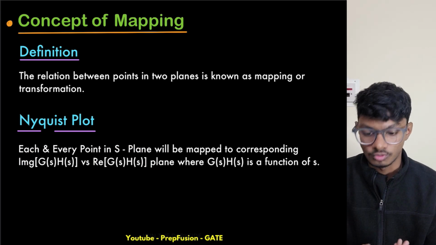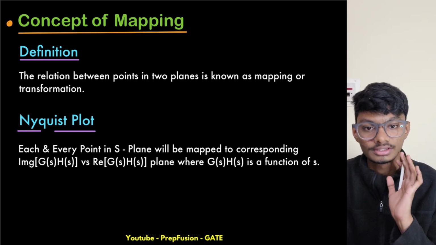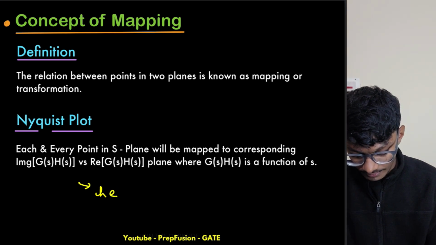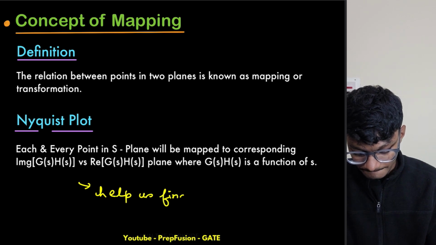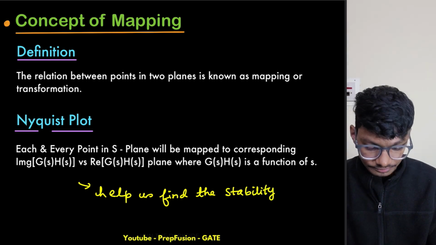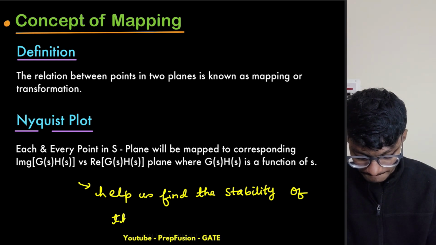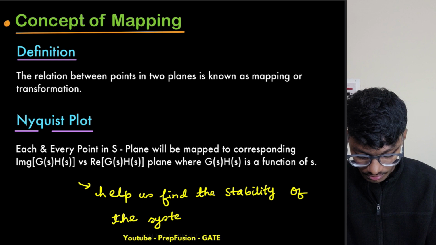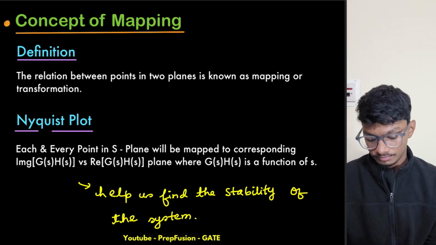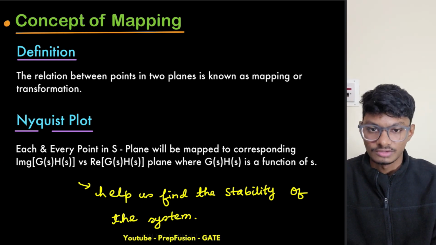So why is this important? Again, what is our main target with the frequency response? Our main target is to find the stability basically. If we map this, this will help us find the stability of the system. That is our main aim, to find the stability. We will obviously go more in depth into this, but I'm just giving you the definitions of what mapping is and why we use Nyquist.